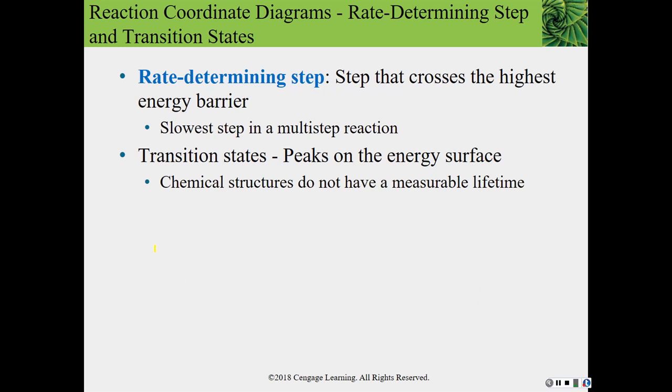So the other thing you need to highlight, star, asterisk, whatever, is this right here. When we talk about transition states, we're talking about that point of transition. That's where you will see those intermediates. They are peaks on the energy surface, and the chemical structures have no measurable lifetime. How long do they last that way? There's no way to really measure how long it takes for that transition to actually finish and complete. We just know there is a transitional state.